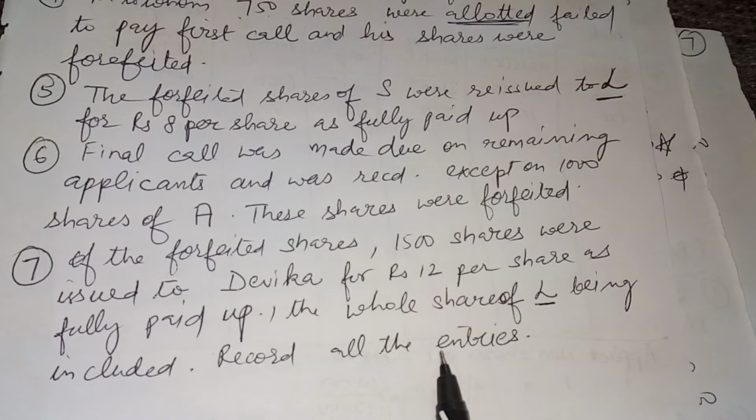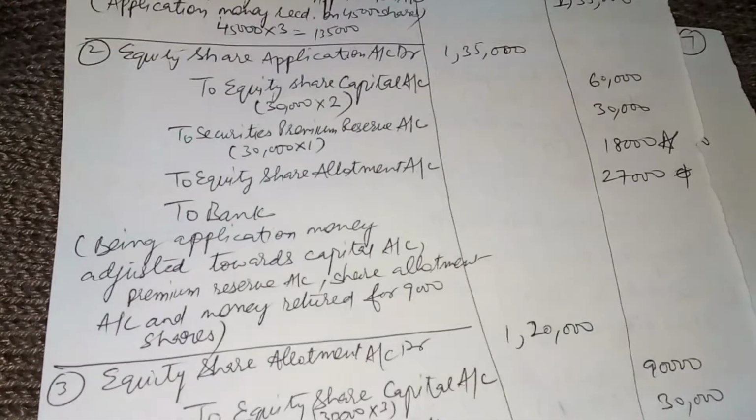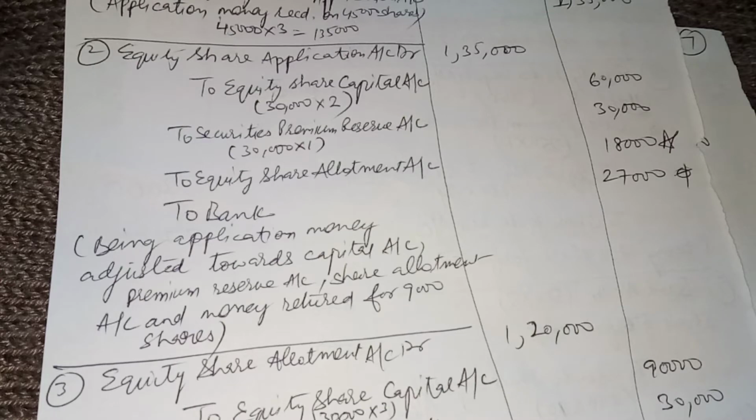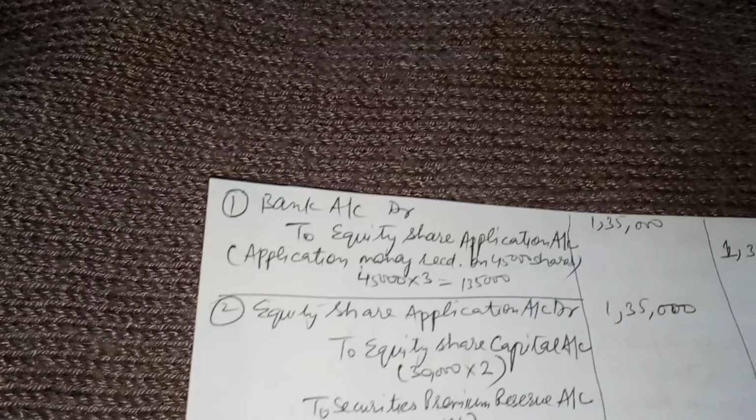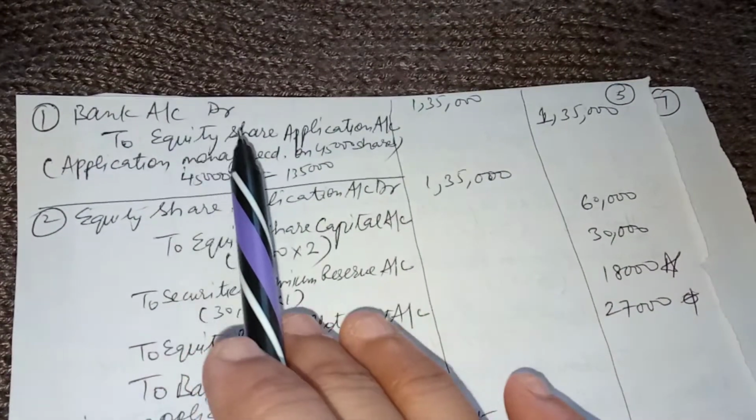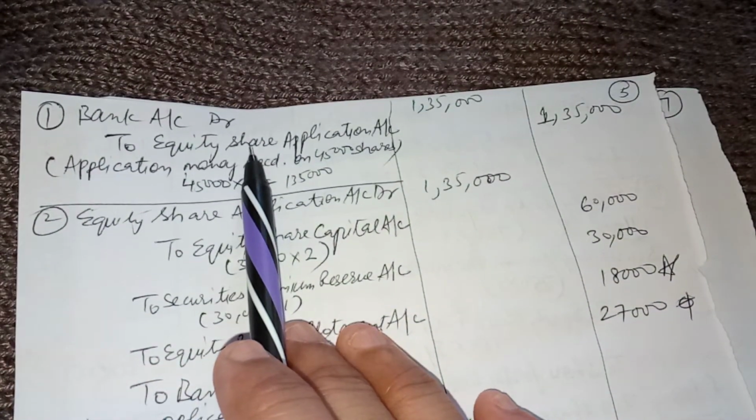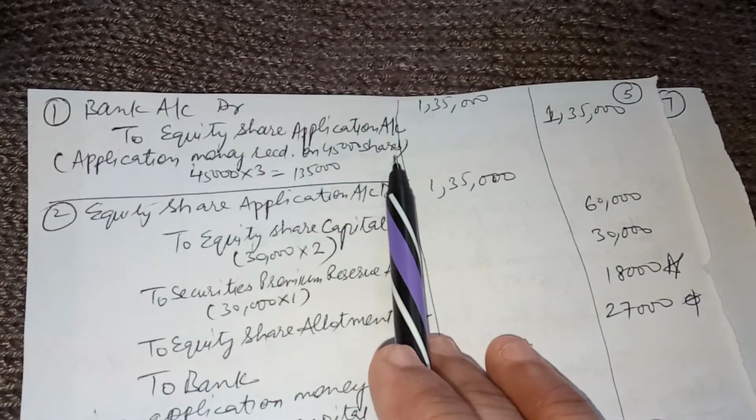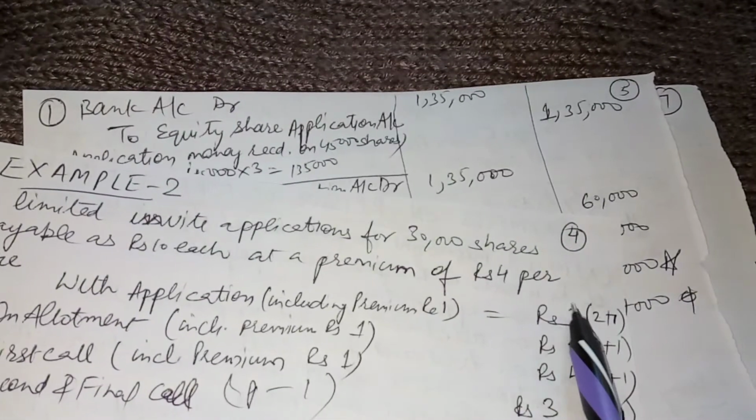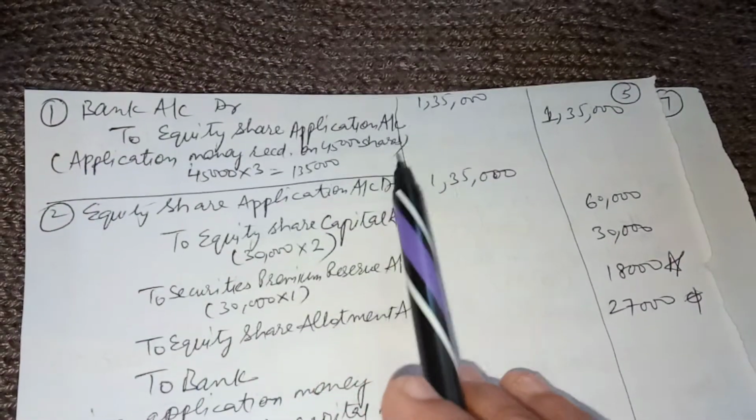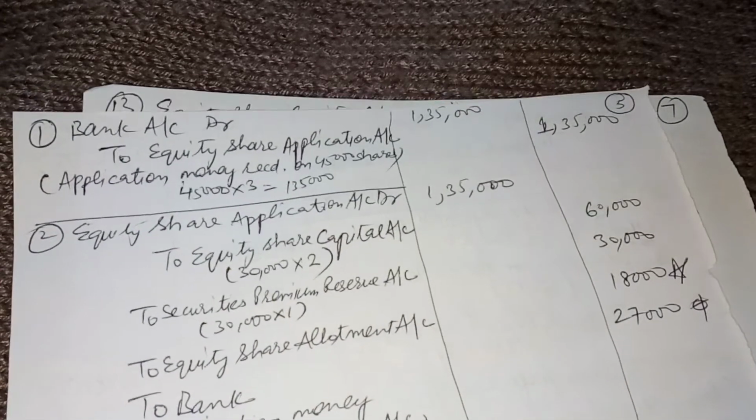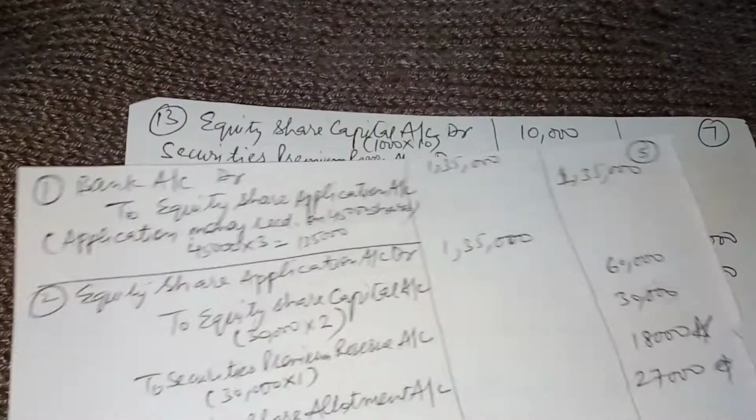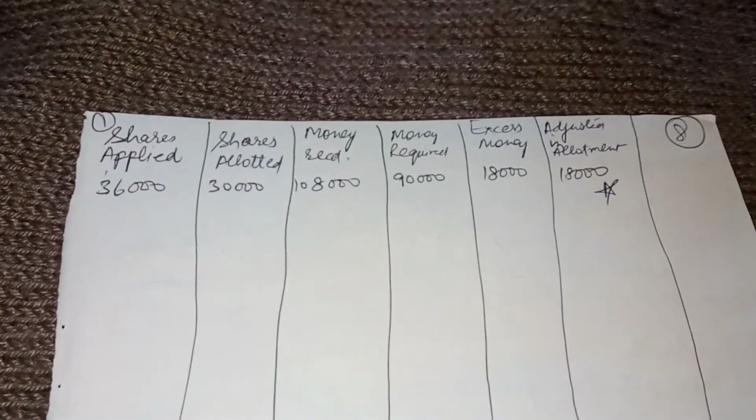Now record all the entries. Let us check how we will calculate the question. The first entry will be bank account debit to equity share application account, being the application money received on 45,000 shares at rupees 3 per share. So 45,000 into 3, that is 1,35,000. Now the adjustment comes here. Let us find how the adjustment will be done.